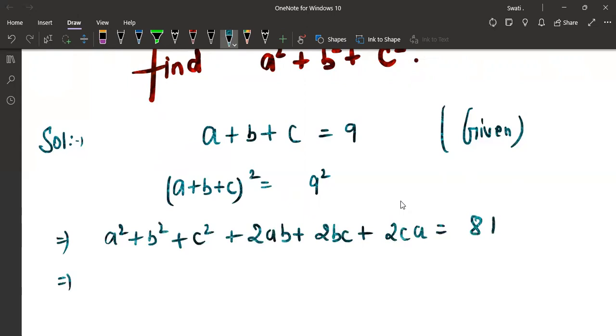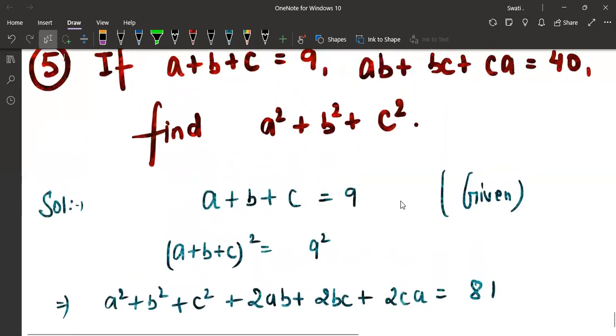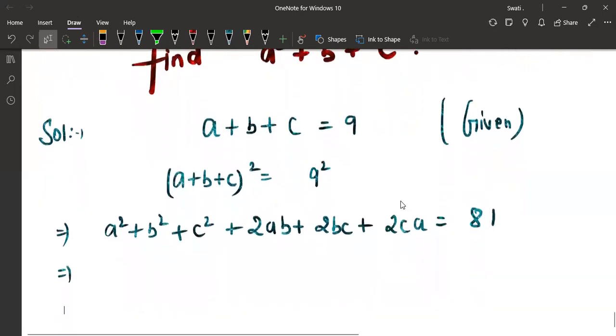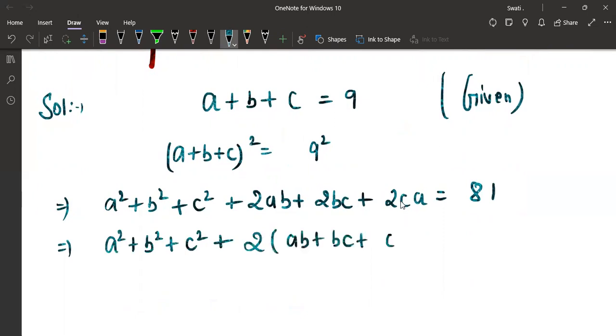Now, what do we have to find here? We have to find the value of a square plus b square plus c square, right? If you just look at the question, you can see that we have to find a square plus b square plus c square. We have also another given information, the value of ab plus bc plus ca, which is 40. Now, I can see ab plus bc plus ca right here on the screen. You just have to take out this 2 common, right? This, of course, we have to find only, so we can just leave this as it is. Here, I'll take 2 common, and then I can write down this as ab plus bc plus ca, and this equals 81.